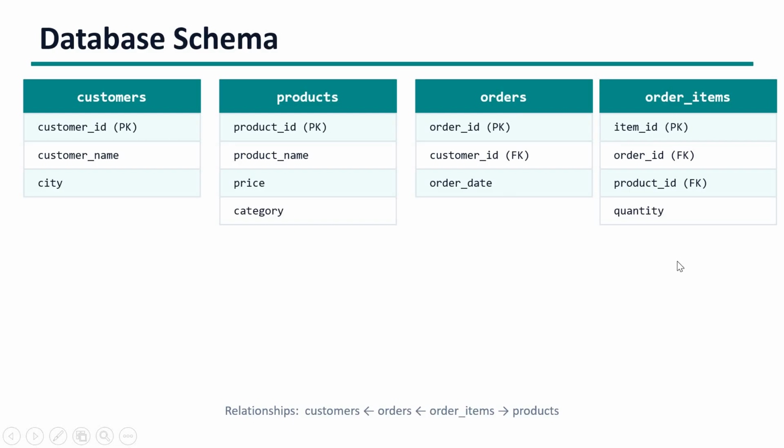Customer table, product, order and order item, where customers has a customer ID, customer name, city, and order has order ID, customer ID and order date. So customer ID is a foreign key in the order, and product has a product ID, product name, product price and category. In order item we have order ID and product ID as foreign keys. So customer is associated with the orders and order is associated with the order item and product because they have their respective foreign keys, right? So that way it has a relationship.